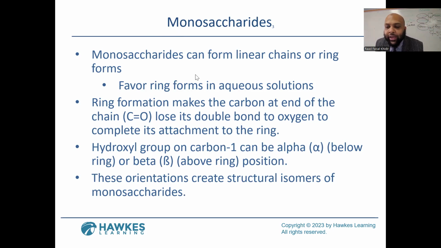So the ring formation makes the carbon at the end of the chain lose its double bond to oxygen to complete its attachment to the ring. The hydroxyl group on carbon 1 can be alpha or can be beta above the ring. So these orientations create structural isomers of monosaccharides.